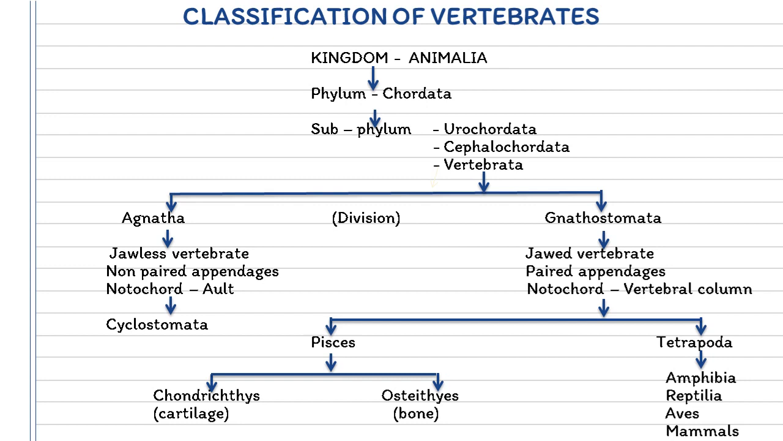Chondrichthyes means here the skeleton is made up of cartilaginous tissue. It does not convert into a hard bone, still it is in tissue form. The name of this tissue is known as cartilage tissue. But in the case of Osteichthyes, this tissue is converted into an organ like bone.